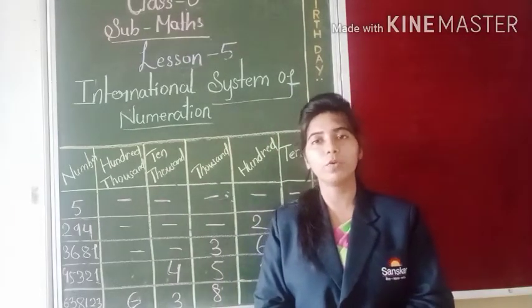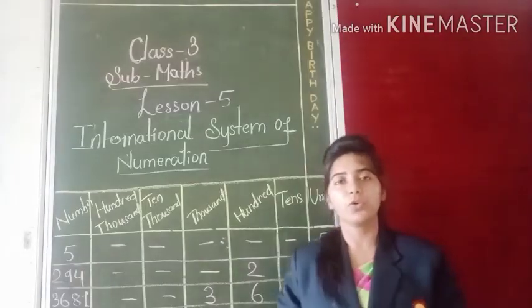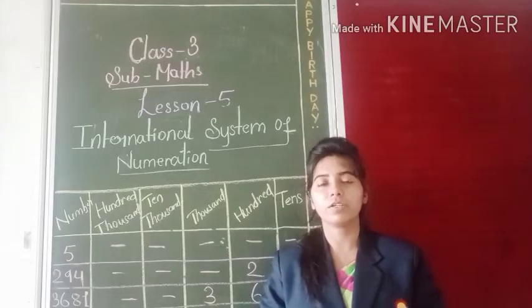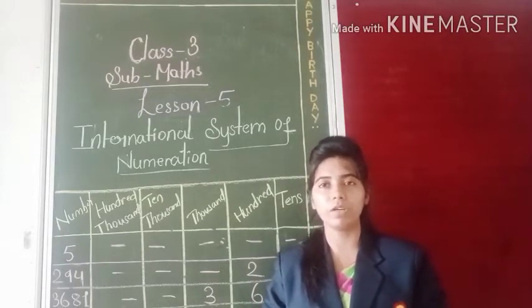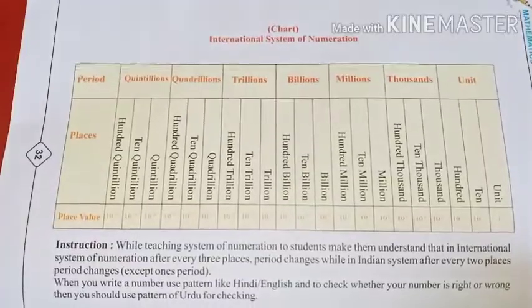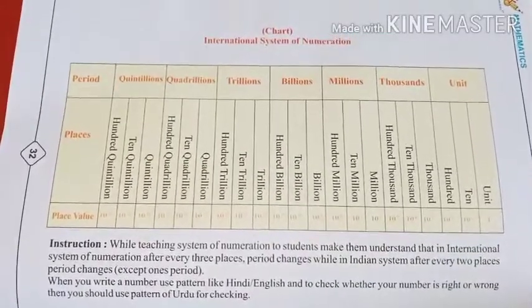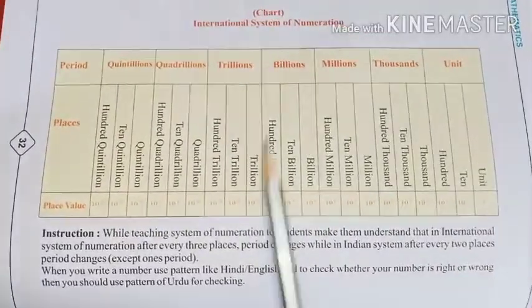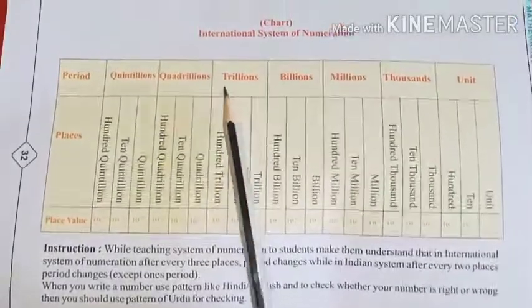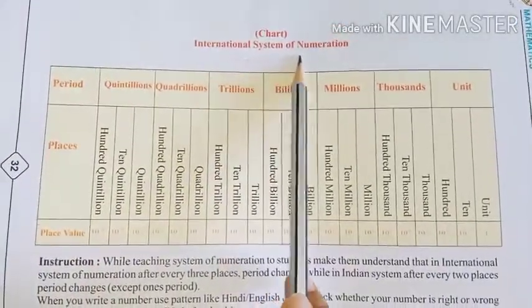So bring your book and see Chapter Lesson 5 in your book. One more chart is given there. So let us see what this is and how we can read it. Okay, my dear students, open your book and see Chapter 5, page number 32. This chart is the information given by the International System of Numeration.